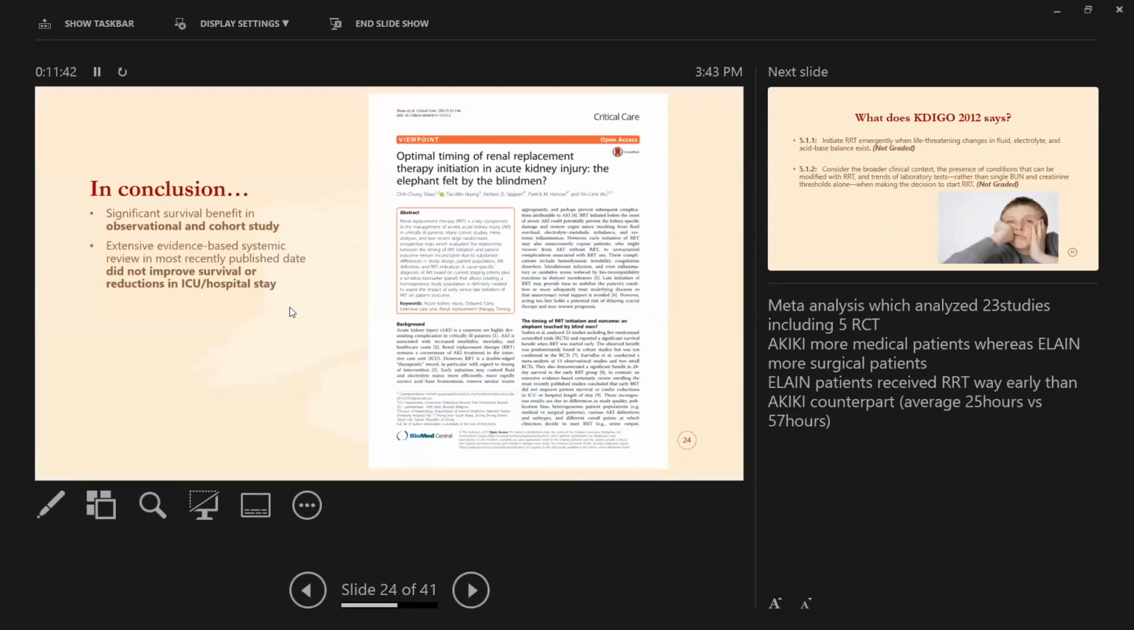So in conclusion, this meta-analysis analyzed 23 studies, including 5 randomized controlled trials, which shows AKIKI has more medical patients compared to ELAIN, which has more surgical patients. And this shows a significant survival benefit in the observational and cohort studies. The published data says that it did not improve survival or reduce ICU or hospital stay.